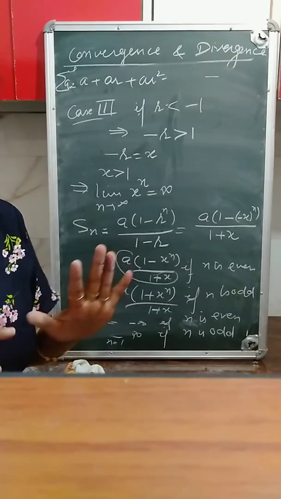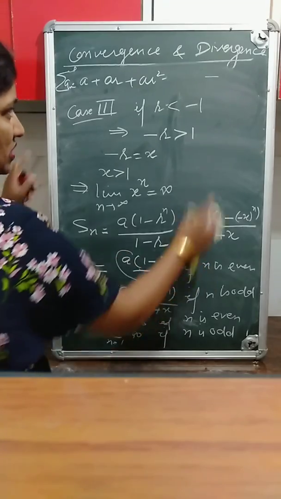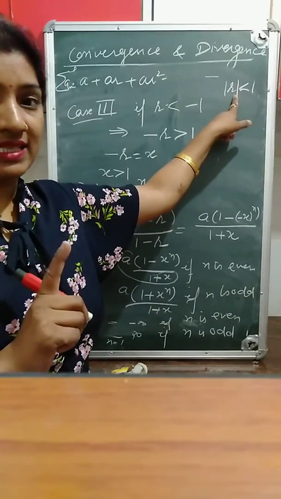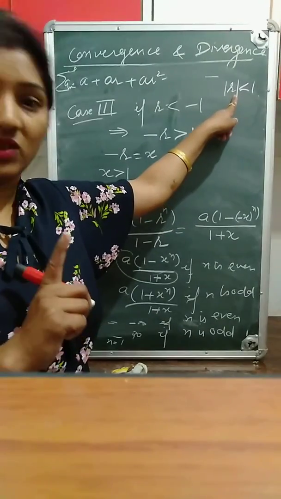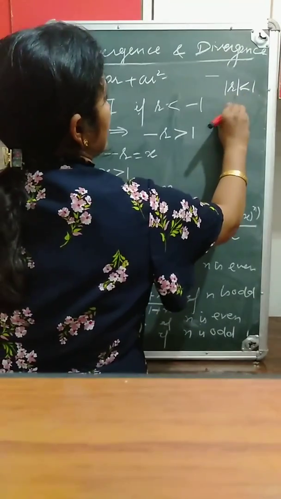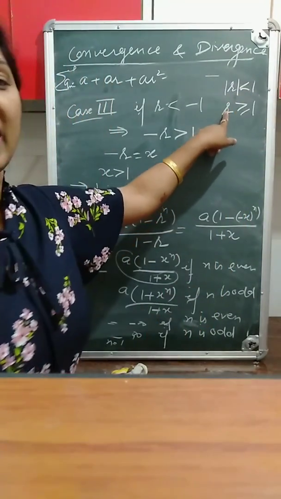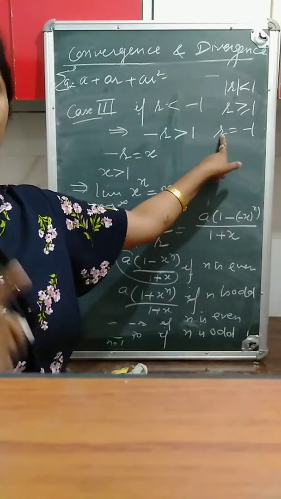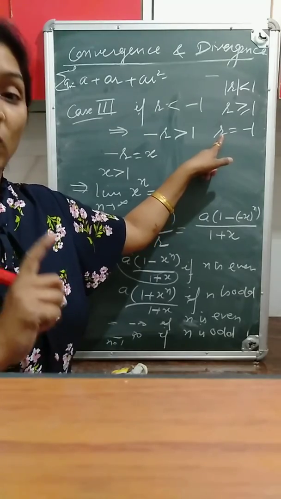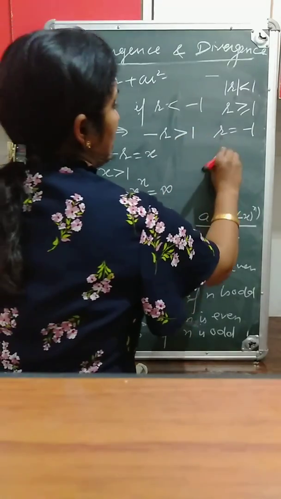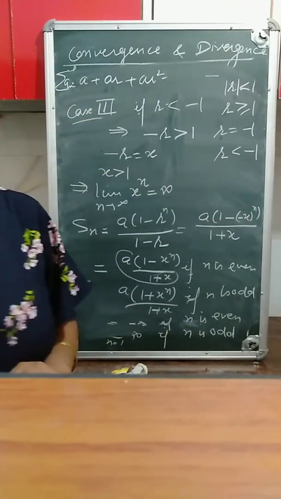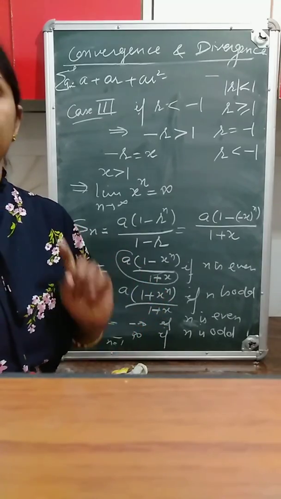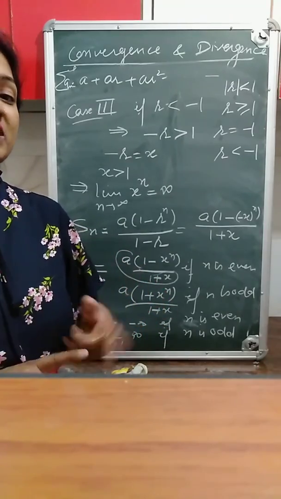So we have considered 4 cases. Case 1, when modulus of r is less than 1, what we get? The series summation an, which is a geometric series, is always convergent. R greater than 1 or equal to 1 diverges to plus infinity. R equal to minus 1 oscillates between finite limits, so we say that it oscillates finitely, and R less than minus 1 oscillates infinitely. This is the behavior of a very important series, the geometric series, and this series will be used in various comparison tests.